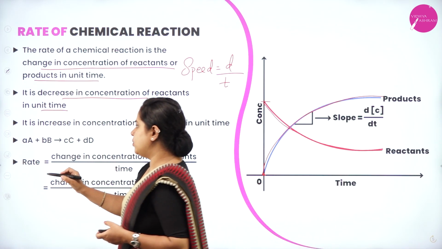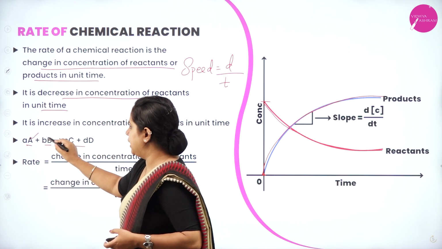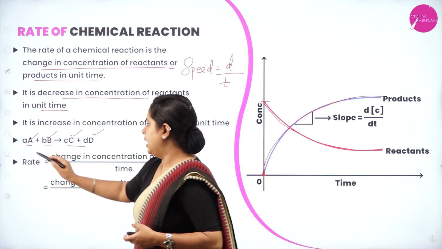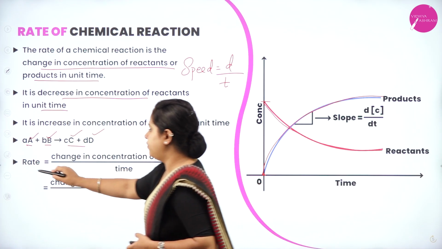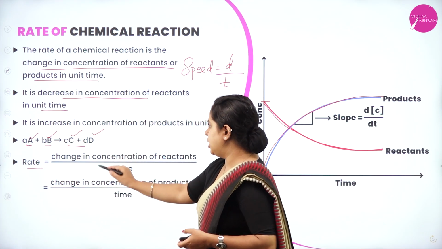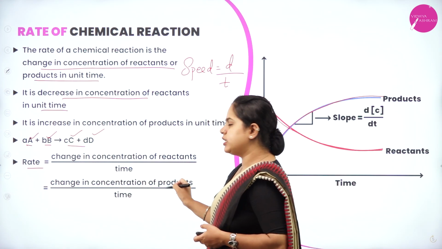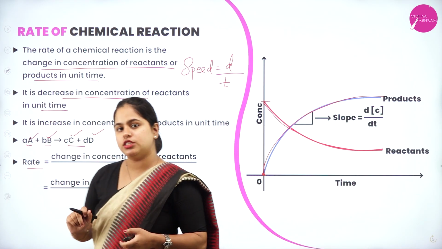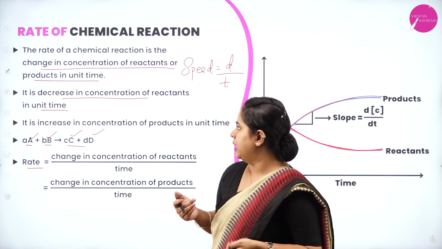So for a general equation, we can take aA plus bB giving cC plus dD, wherein capital A and B are reactants, capital C and D are products, and the small a, b, c, d are the number of moles. So rate, we can either write it as change in concentration of reactants by time, or else change in concentration of products by time. So in either way we can represent.